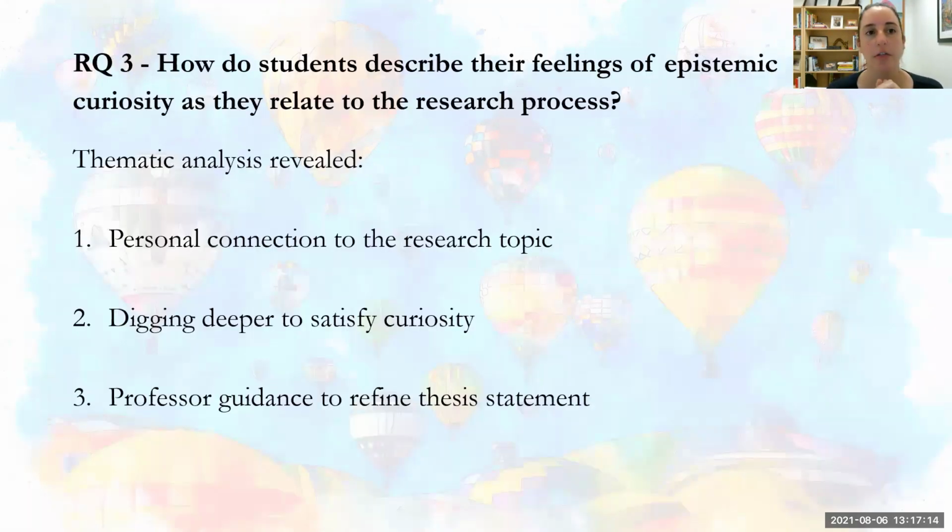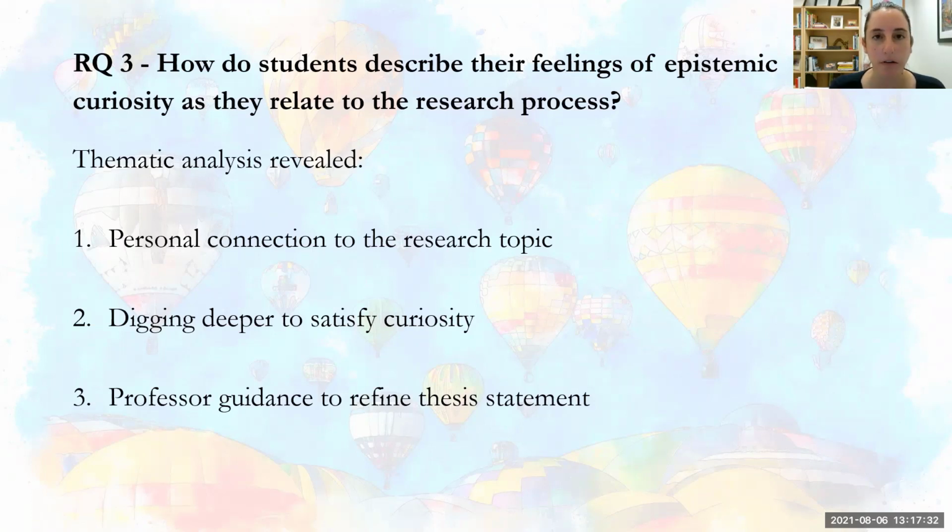For research question 3, this was my qualitative question. How do students describe their feelings of epistemic curiosity as they relate to the research process? Through my thematic analysis, I really found these 3 themes coming up, and they're kind of connected. So I'm going to go through them with you.